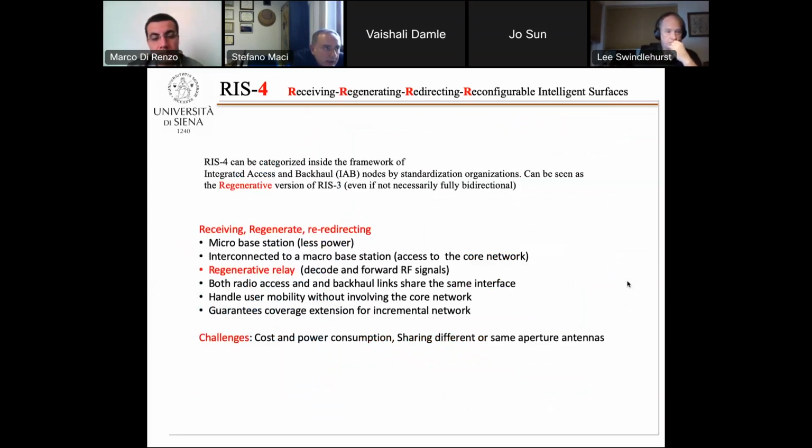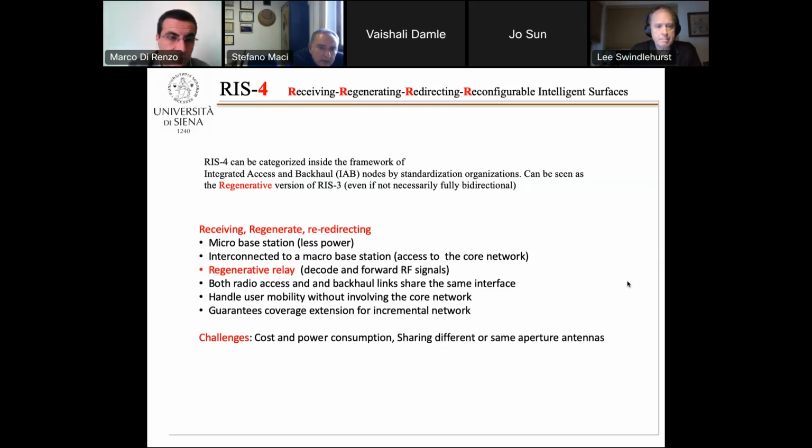RIS4 is the one that Marco referred to as integrated sets and backhaul, and can be seen as a regenerative version of RIS3, even if not necessarily fully bidirectional. They receive, regenerate, and redirect the signal. They can be seen as a micro base station with less power, interconnected to the macro base station and with access to the core network, and other peculiarities that can be integrated in metasurfaces.